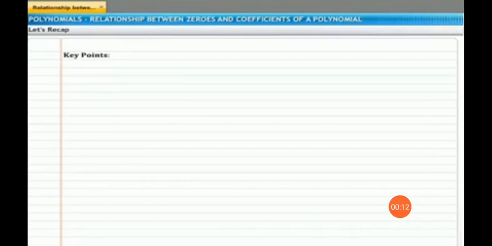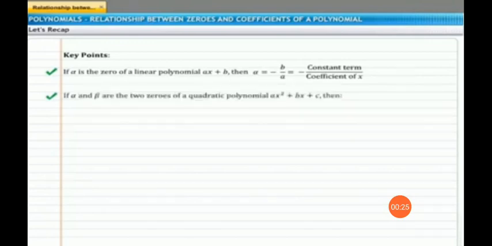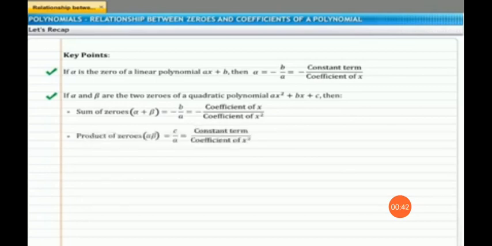Now we will learn the key points of the relationship between zeros and coefficients of a polynomial. If alpha is a zero of a linear polynomial, then alpha is equal to minus b by a, which is equal to minus constant term by coefficient of x. And if alpha and beta are zeros of a quadratic polynomial, then alpha plus beta is equal to minus b by a, which is equal to minus coefficient of x by coefficient of x square. And the product of zeros alpha into beta is equal to c by a, which is equal to constant term by coefficient of x square.